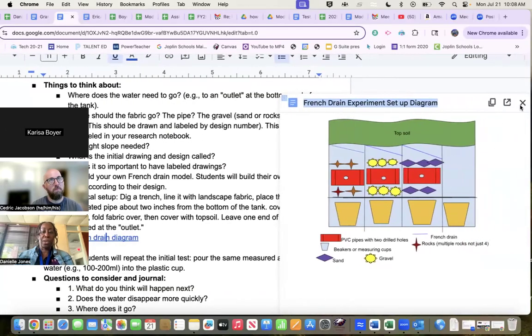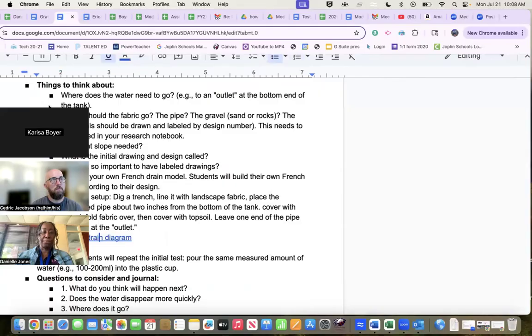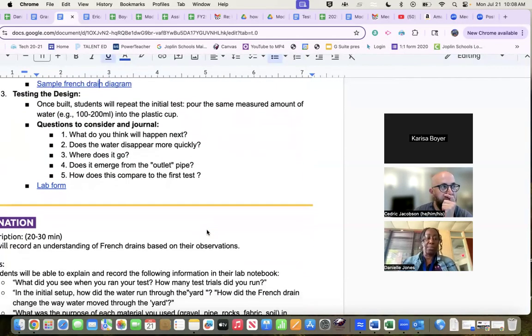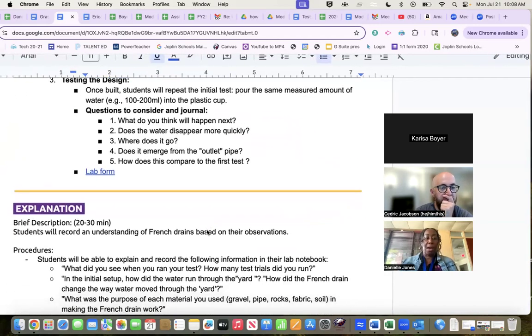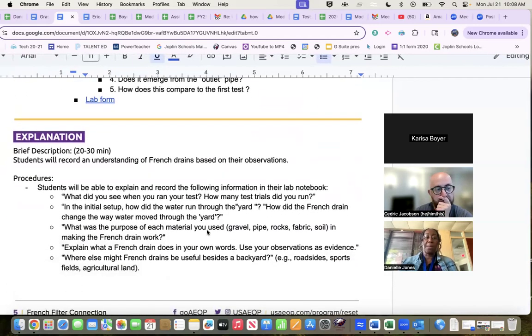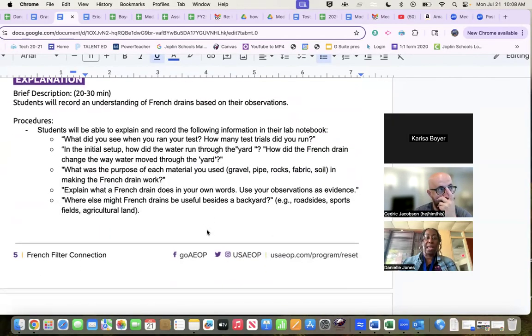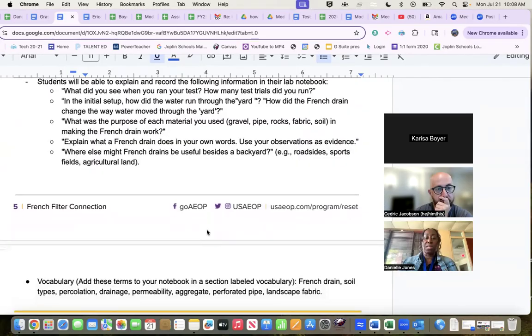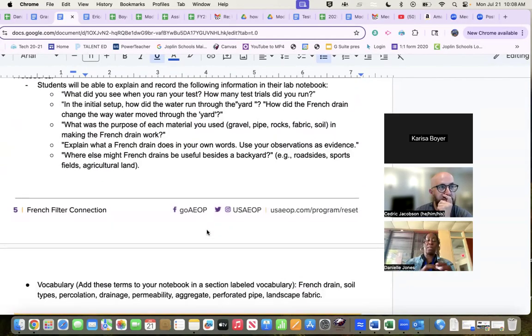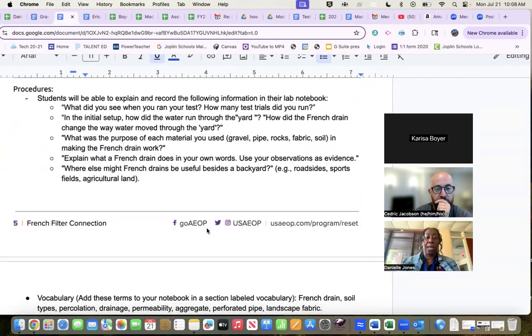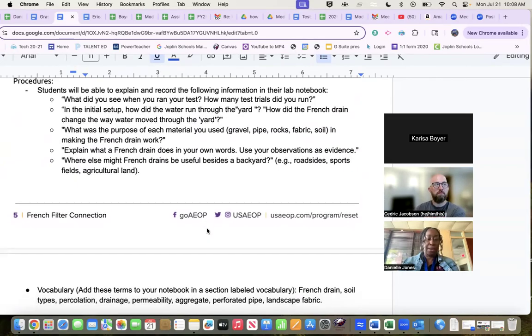Now, if we go down a little bit farther, we'll go into the explanation section, and we'll talk a little bit about how the students understand the basics in their observations that they went through for the designs, and exactly how the French drainage system can be used on a smaller scale, and then eventually, hopefully, put back on a bigger scale. Where it can be used in the backyard and things like that, the materials that they can use, as well as the vocabulary.